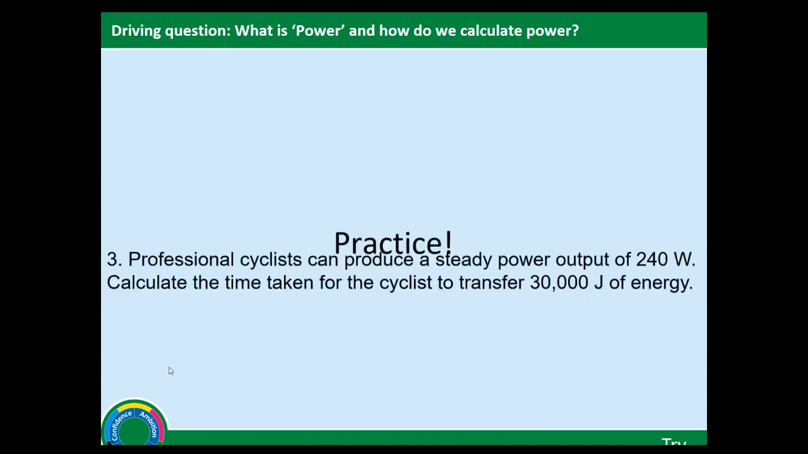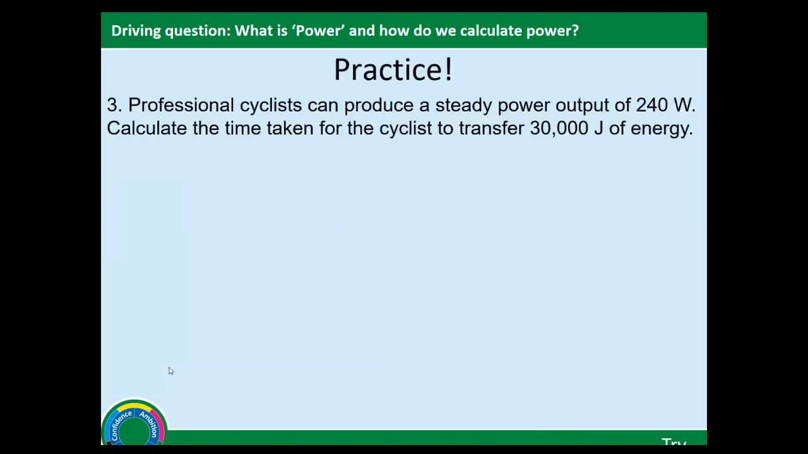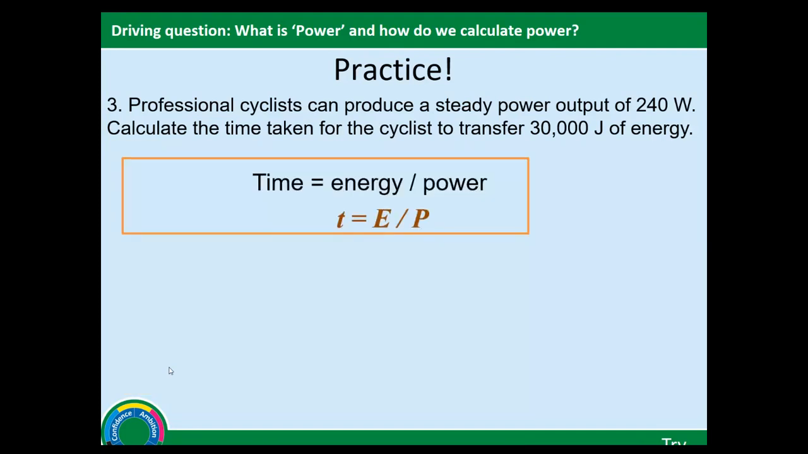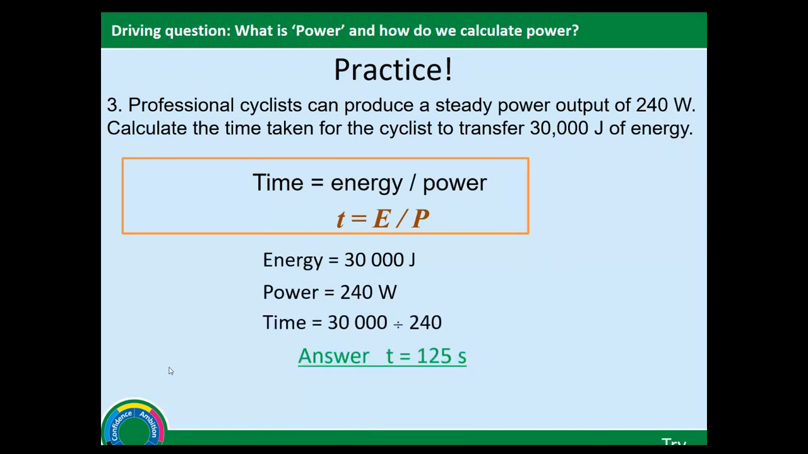The third question we're going to look at is: professional cyclists can produce a steady power output of 240 watts. Calculate the time taken for the cyclist to transfer 30,000 joules of energy. Then we write the main equation, we rearrange the equation and get to the point where we have time equals E divided by P. We substitute our values, energy 30,000 joules, power 240 watts, do the division, and we have time is 125 seconds.